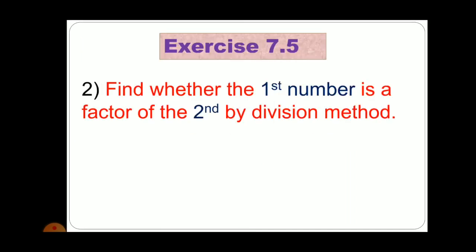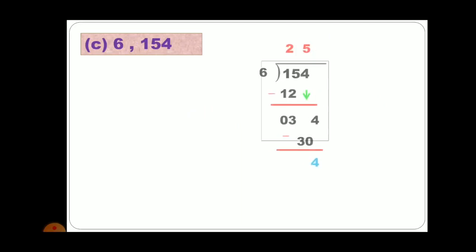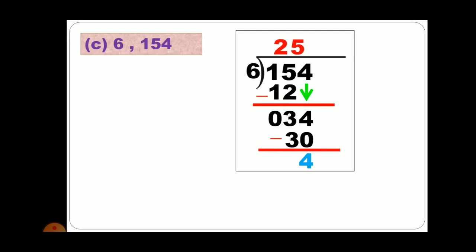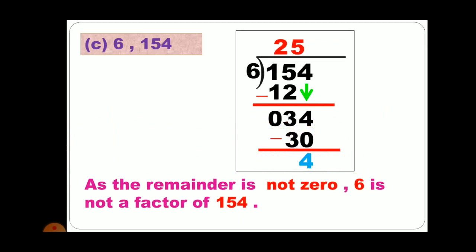Now come to exercise 7.5. Question number 2. Find whether the first number is a factor of the second number by division method. Let us take one example. See part 6, 154. Divide these two numbers. After dividing 154 by 6, we get remainder as 4. As the remainder is not equal to 0, 6 is not a factor of 154.